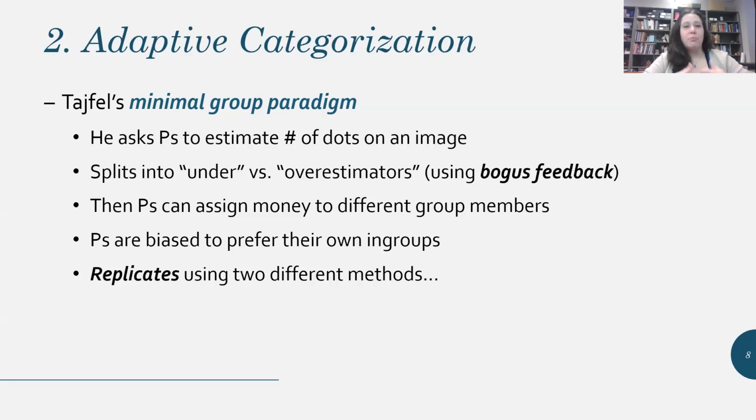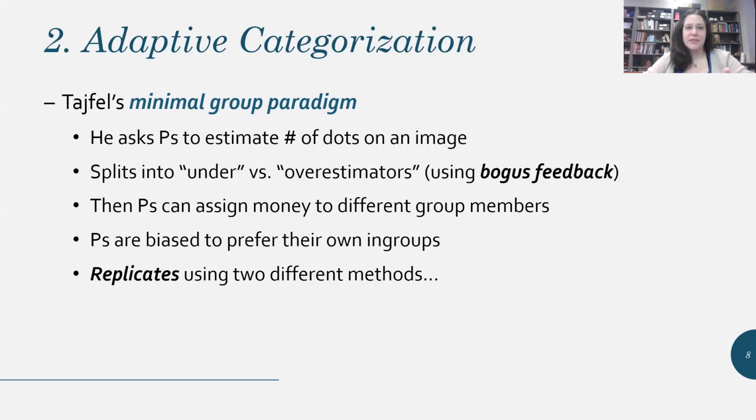So this is what we call bogus feedback. They're not actually overestimators or underestimators. He's just telling them that they're in one group or the other so that it can be via random assignment. That way, the groups are actually formed randomly and they're not meaningful in any other way. He then has them get the opportunity to assign money or points to their own group versus the other group.